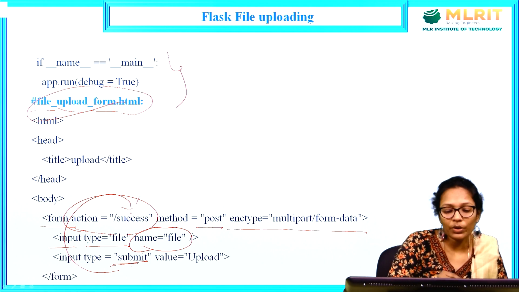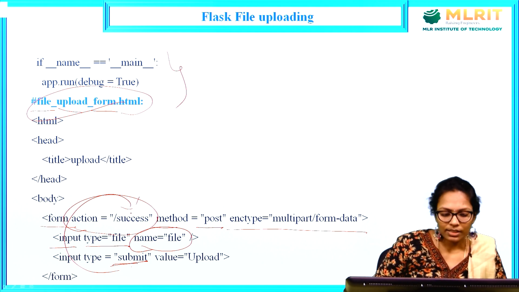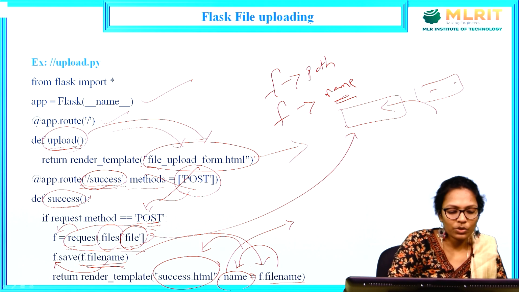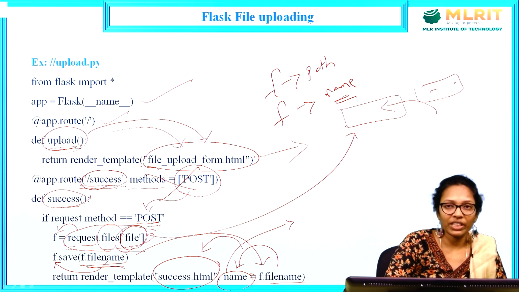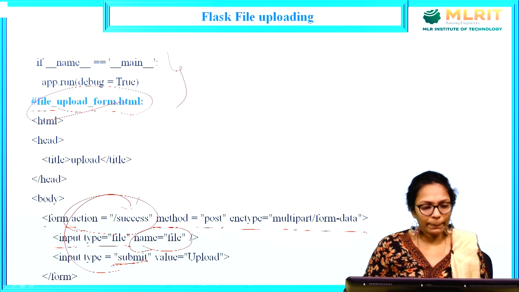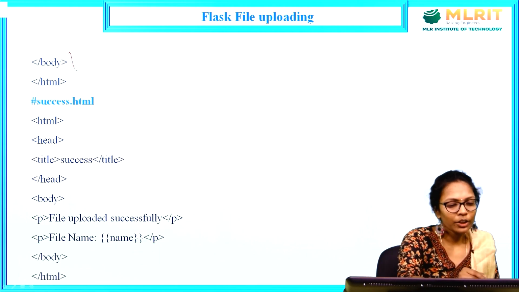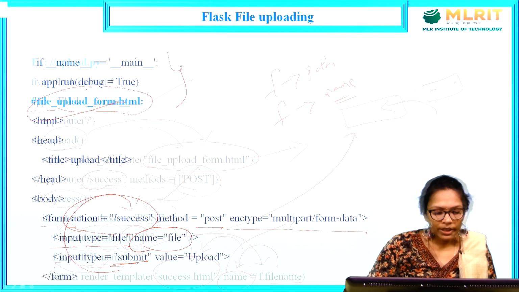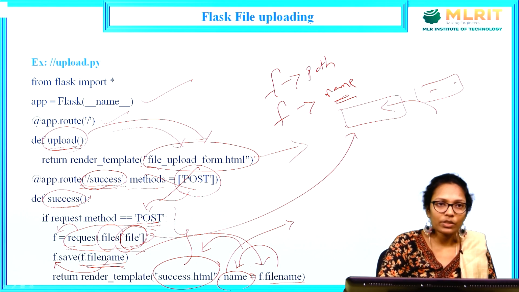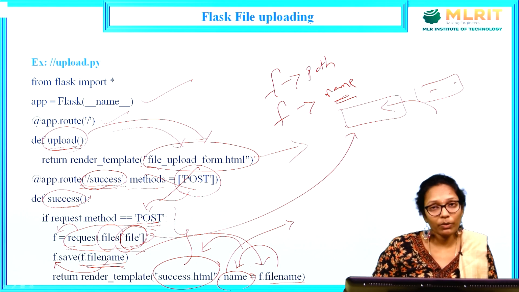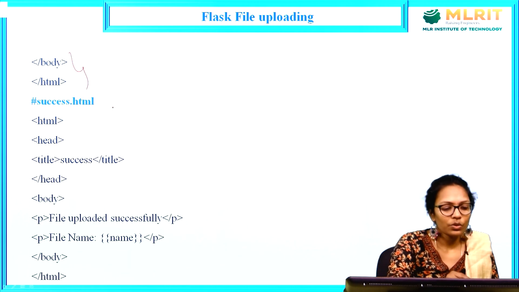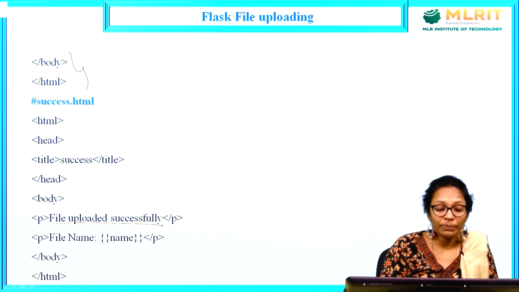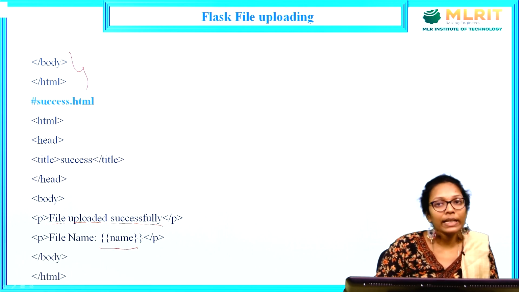So how you are accessing these details in the success URL? Like this. So request.files['file']. This will give the complete file path. Then you are closing. Then what is the success.html? See, whenever you are uploading the file details, it is redirecting to the success.html. But what is the success.html? It is displaying one message, file uploaded successfully. And after that, it is displaying the name of the file.